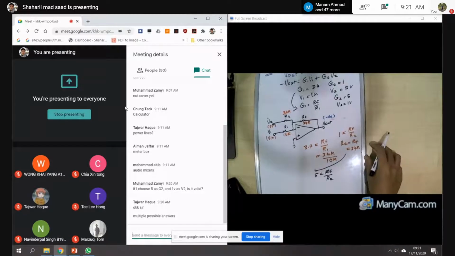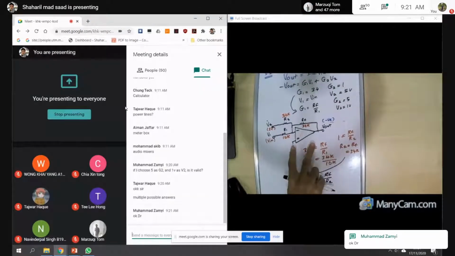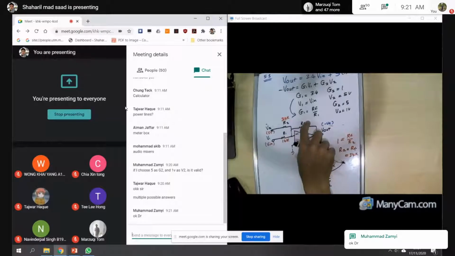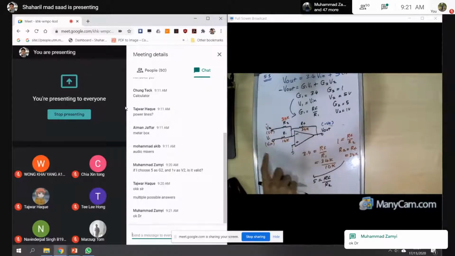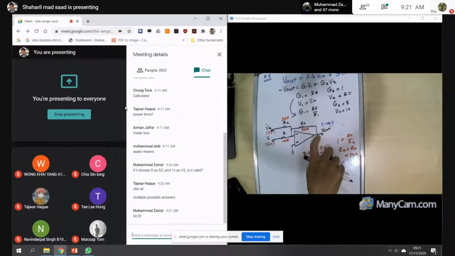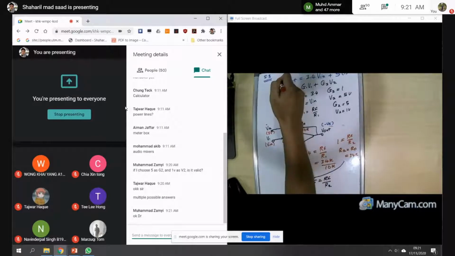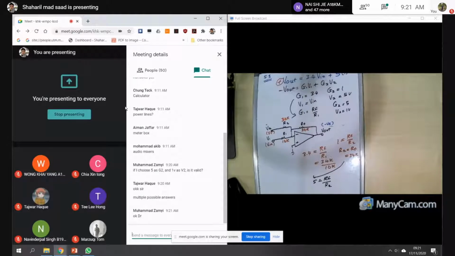Good. And so now for the summing circuit, we already found R1, RF, R2, V2, V1, and we got minus V out here. However, based on the question, you can see that we want the positive V out here. So what you need to do is you need another inverting.